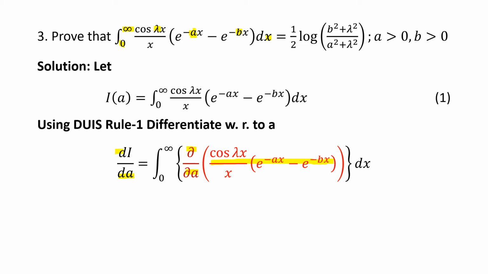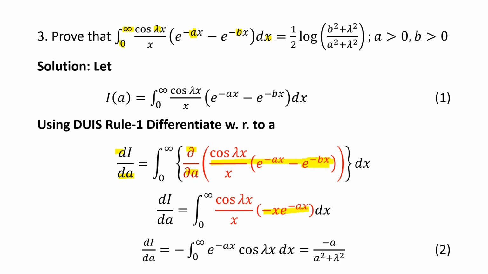Now here we are differentiating with respect to a, so we have to keep x as a constant. So cos lambda x upon x is constant. Now the derivative of e raised to minus ax is e raised to minus ax, then minus ax with respect to a is minus x, and the derivative of e raised to minus bx will be 0. Here x and x get cancelled, so you will get only a minus outside, and e raised to minus ax cos lambda x dx.